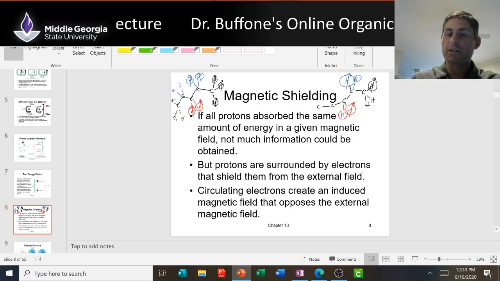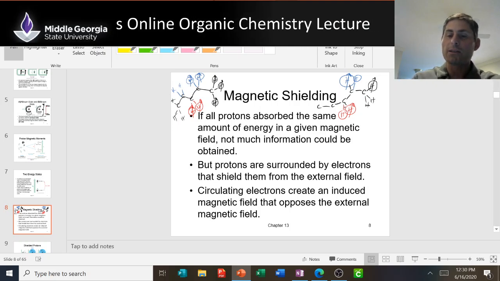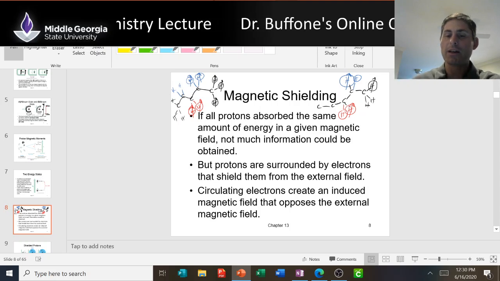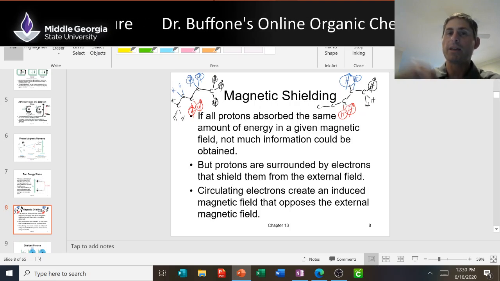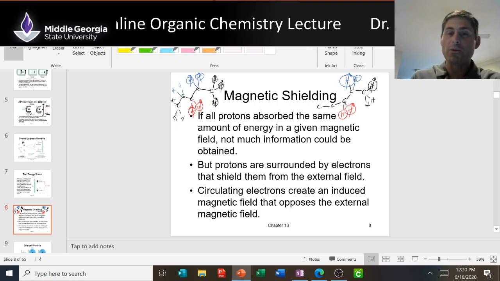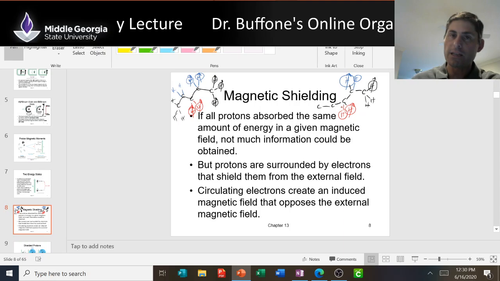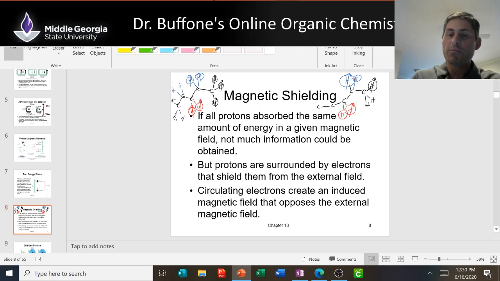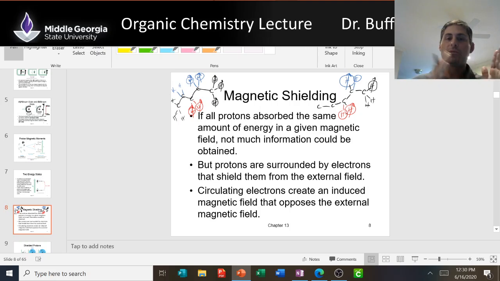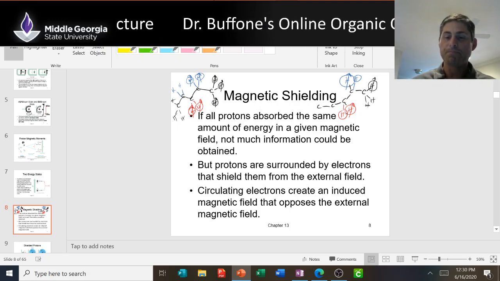This molecule here is made of atoms, which is made of electrons. If you have electrons around your nuclei that have this little magnetic field, they're shielded from the external magnetic field that you put them in. The more electrons surrounding the nuclei, the more shielding you get. The less electrons, the less shielding. And when these protons are shielded differently, they give you a different signal in the NMR spectrum.